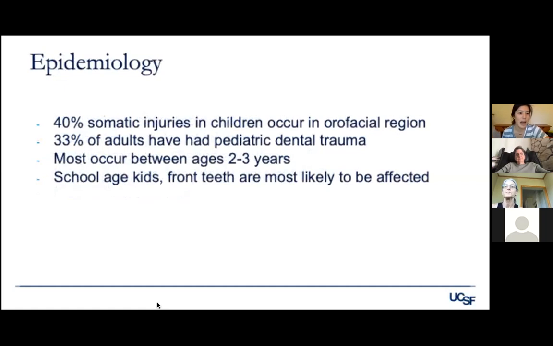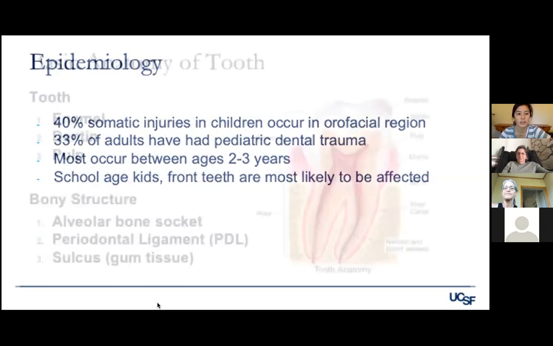So just a little bit of background, about 40% of somatic injuries in kids occur in the oral facial region. About 33% of adults have had pediatric dental trauma in their lifetime, and most occur between the ages of 2 to 3 and in male kids. In school-age kids, the front teeth are most likely to be affected, especially kids whose front teeth protrude outwards. And these are all from the American Academy of Pediatric Dentistry.